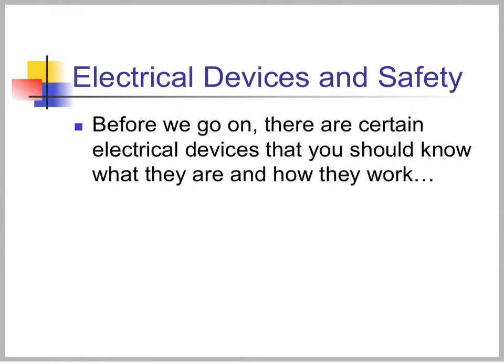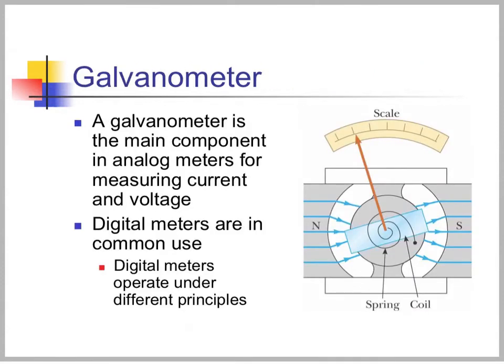Now, before we go on with anything else, there's certain electrical devices you should know what they are and how they work. So I briefly wanted to talk about several of these. The first is a galvanometer. It's a main component in analog meters that are used to measure current and voltage. Now, most of the time we'll use digital meters that don't have a galvanometer anymore. It uses some circuits to analyze currents and resistance. But sometimes we need something that's non-digital.